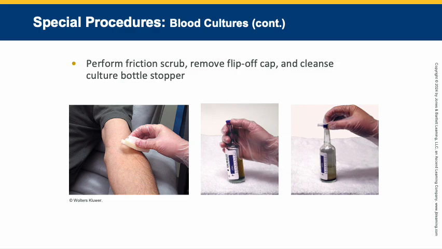This is a picture of the friction scrub. See, it looks like a little sponge. You break the little ampule in there, and that is usually an iodine solution. You break that little ampule and you scrub that area. Then you just flip that little plastic cap off and clean the top.